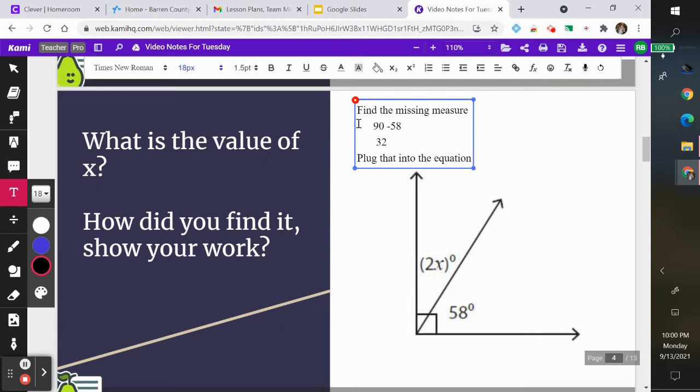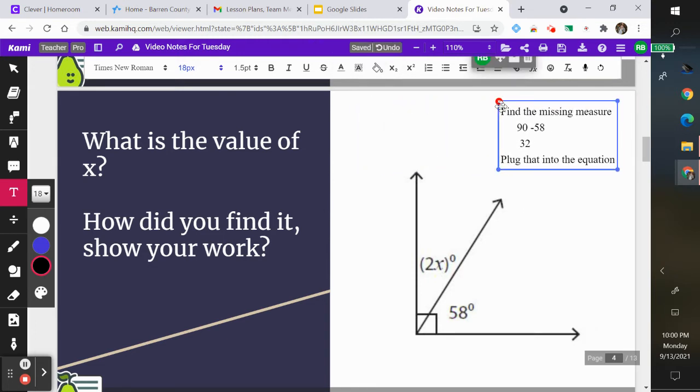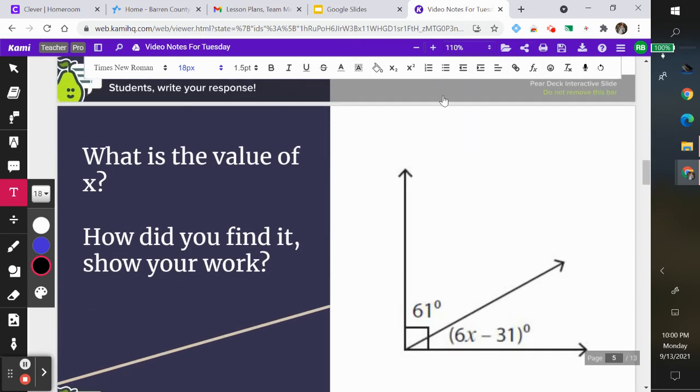Okay, next, you're going to plug that into the equation. Here, I'll move this over here so that you can see it a little bit better. What I'm saying by plugging into the equation is we're going to say, okay, well, 32 is equal to 2x. I just solve for x by doing the inverse operation. So I'm going to do 32 divided by 2 equals x, and I'm going to end up with 16 is equal to x. Okay, we can do this with two-step equations also. We still follow the same steps.